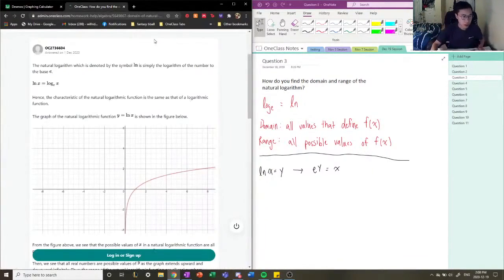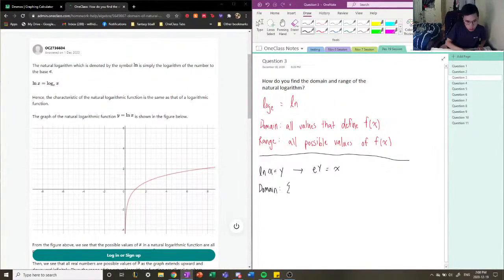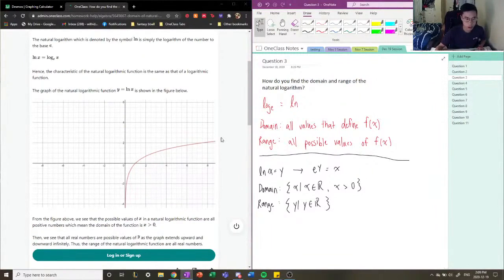If I go back to our question, our domain is x such that x belongs to all real numbers and x has to be greater than 0. So that is our domain. What's our range? If we look at our function again, we see that our range extends from all the positive numbers to all the negative numbers. So our range is y such that y belongs to all real numbers. That's how you visually look at it.